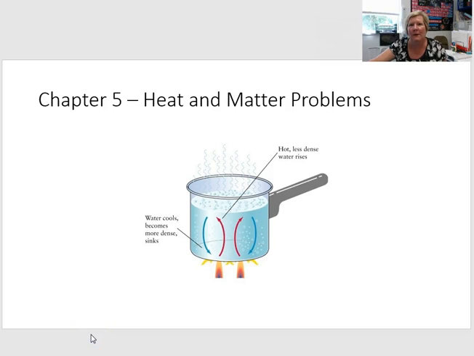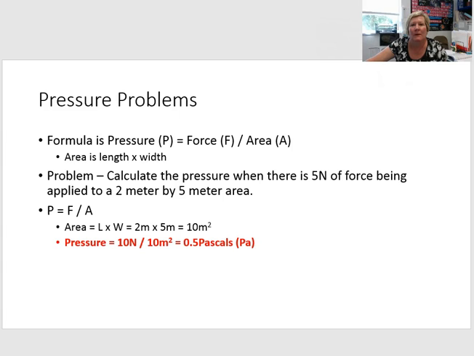Welcome back, everyone. This is the second video for Chapter 5 on heat and matter problems. Let's do a pressure problem. The formula for pressure is force per unit area. So force divided by area, where area is equal to length times width.